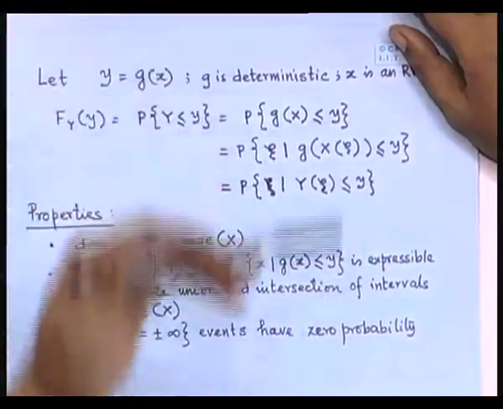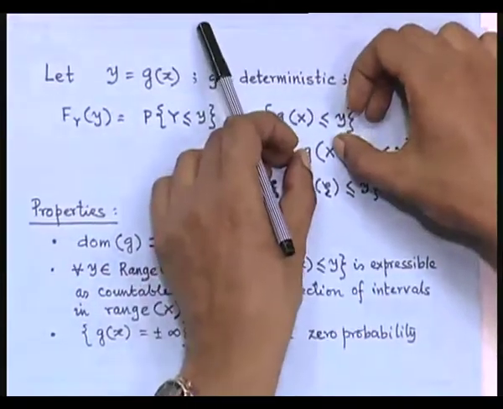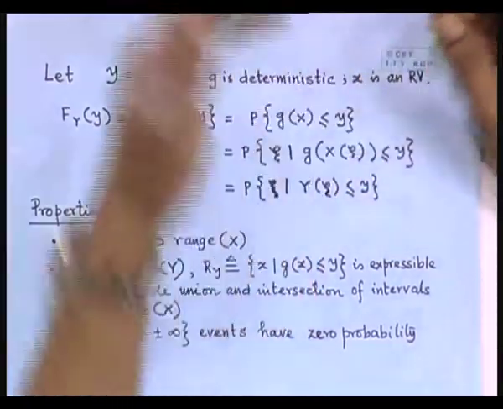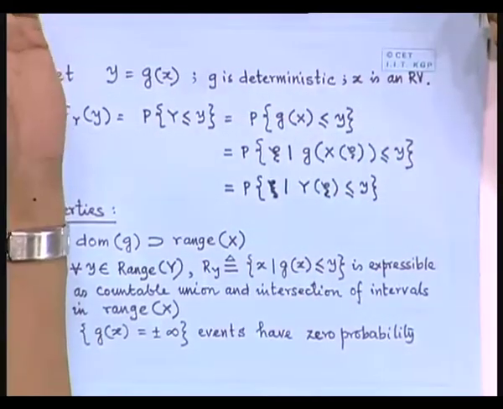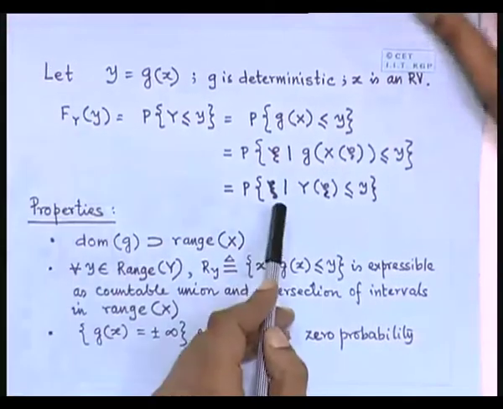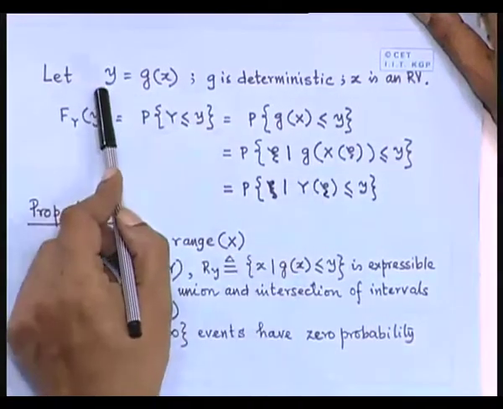So if you have g of x of xi, these two mappings g and x you can club, and you can say that it is a new mapping from the set of events to y. So you can say that y is a new mapping which gives me the new random variable.